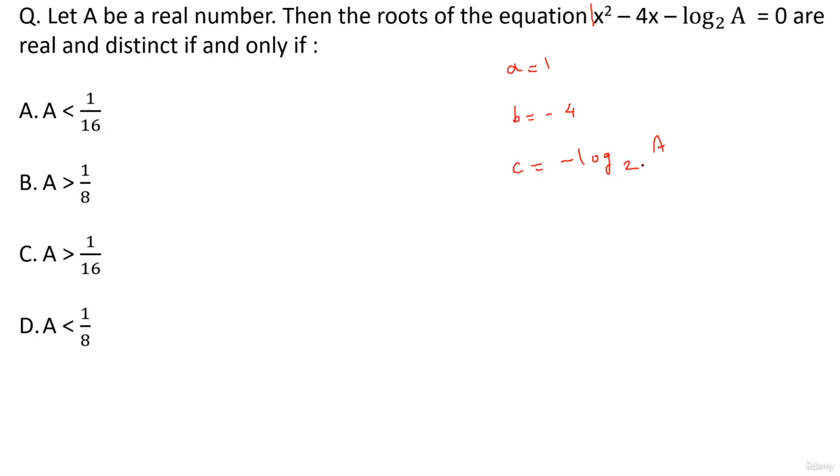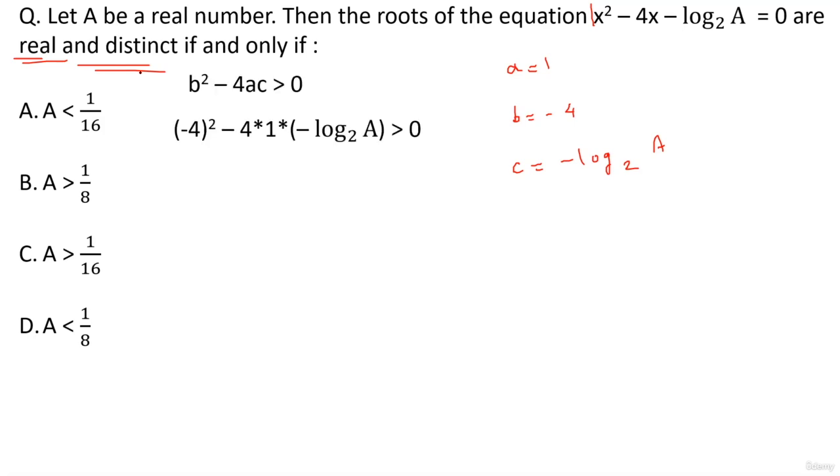ये है इसका वैल्यू, राइट, abc का वैल्यू. सो यहाँ पे b square minus 4ac हमें निकालना पड़ेगा गाइस. एंड यू वांट रूट्स आर रियल एंड डिस्टिंक्ट. ओके, रियल एंड डिस्टिंक्ट रूट्स कब होते हैं गाइस, whenever the b square minus 4ac value is greater than 0, राइट. एंड इन दैट केस वी सब्स्टिट्यूट द वैल्यू, ओके, a b और c का यहाँ पे. सो यू गेट b square minus 4ac greater than 0 as minus 4 the whole square minus 4 into 1 into minus log a to the base 2 should be greater than 0.